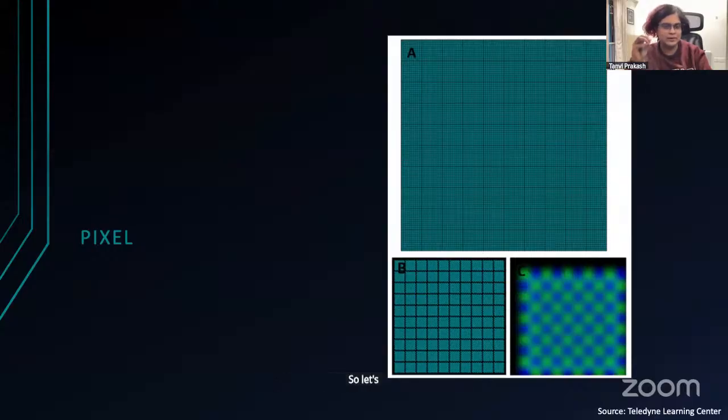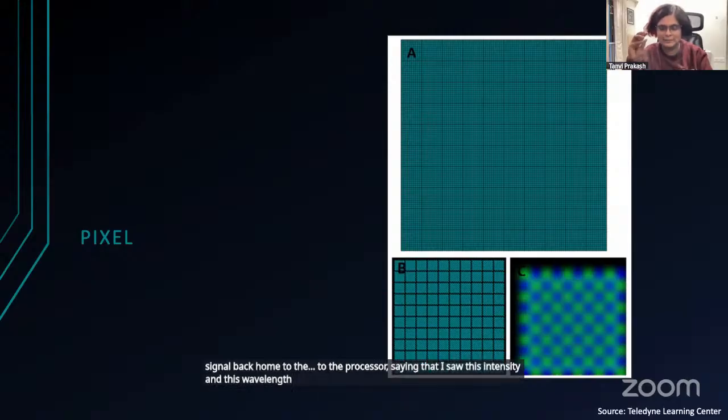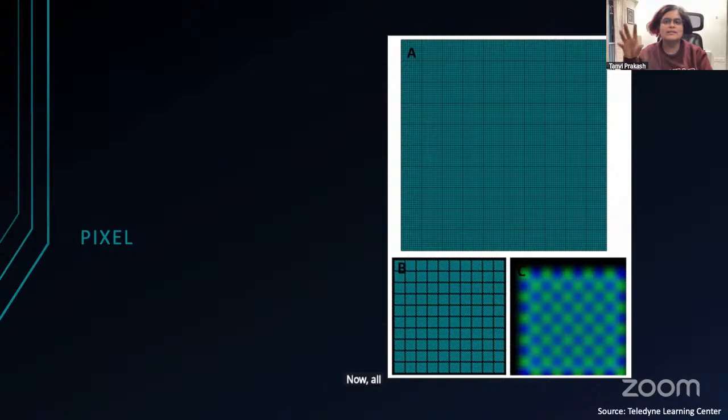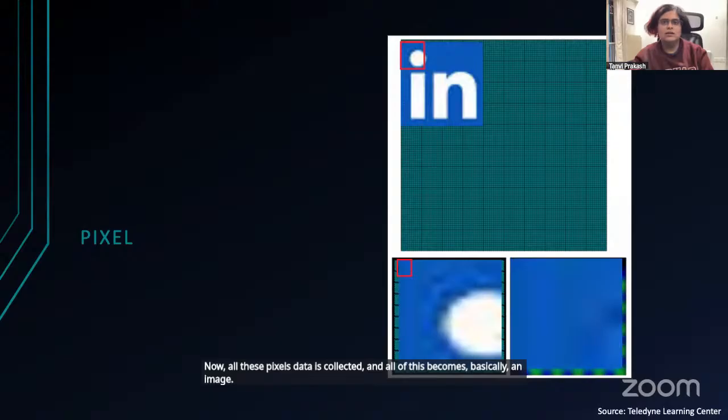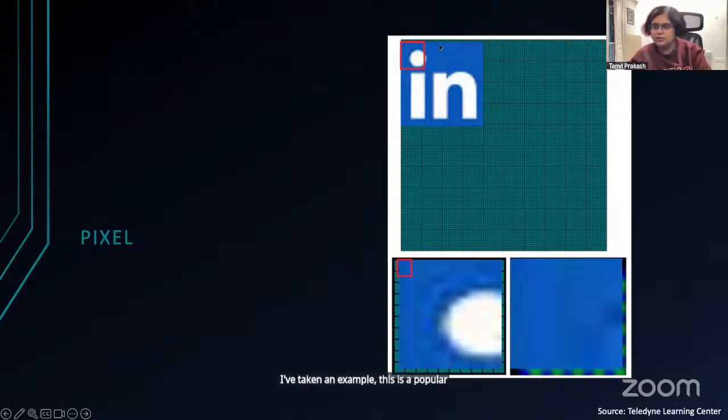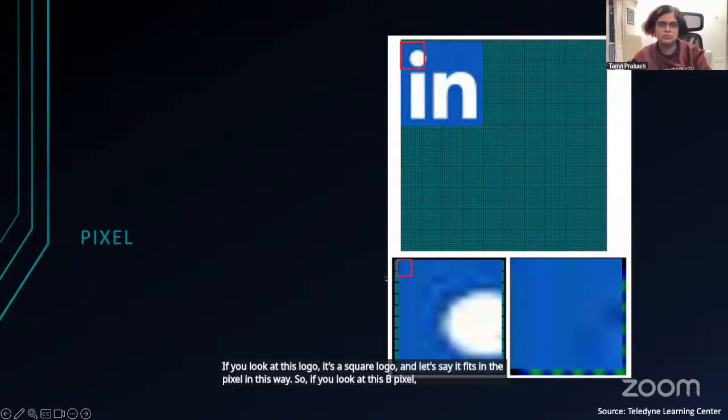So let's say in the optical range, I'll come to that, there are different frequencies for light as well. So each pixel has sent its own signal back home to the processor saying that I saw this intensity and this wavelength of light. Now all these pixels' data is collected and all of this becomes basically an image. I've taken an example, a popular logo that you all might have seen. It's a square logo, and let's say it fits in the pixels in this way. If you look at this B pixel, zoomed in, it looks like this.